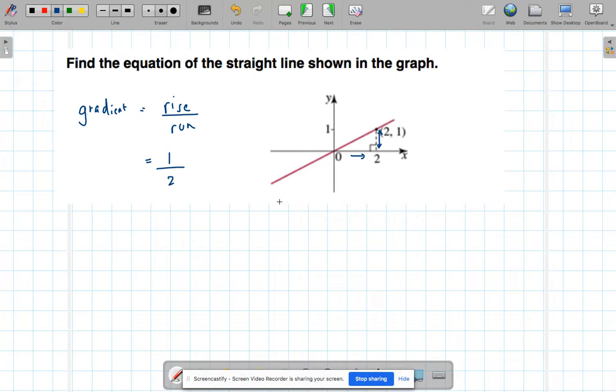Now the question is, is it positive a half or negative a half? I mentioned in class that because it's sloping that way, we get a positive gradient. So the gradient is a half. All right, y equals mx plus c. y equals a half x plus the y-intercept. Now the y-intercept is actually at 0, so we don't really have to put plus 0. We can just leave it as y equals a half x. So that's the equation for that graph.